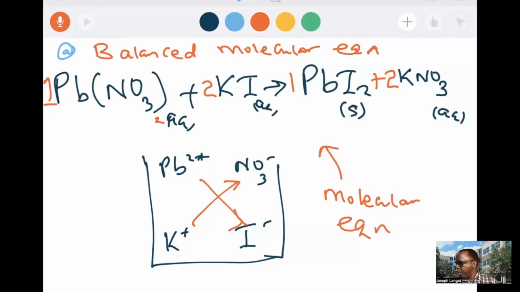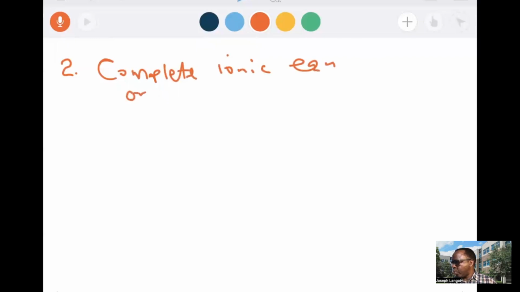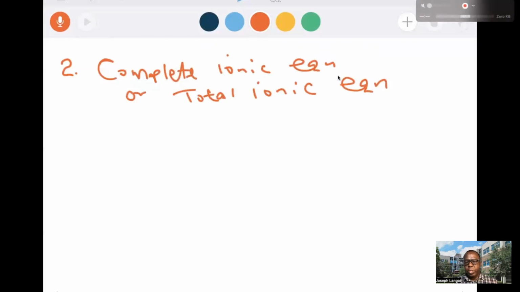Now, the second type you need to know we call sometimes the complete ionic equation, or sometimes it's called the total ionic equation. Total ionic equation is the same thing as the complete ionic equation. How do you generate this?